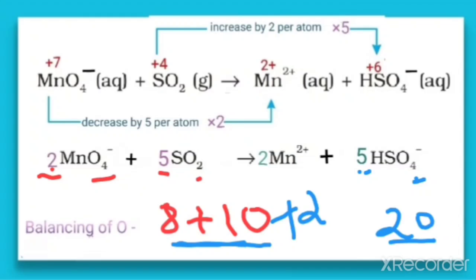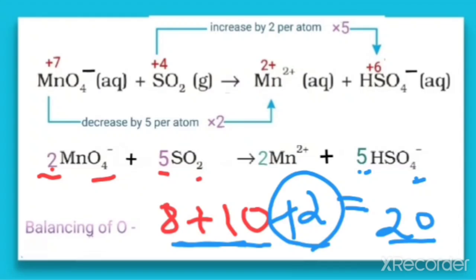2 more is required in order to equalize the number of oxygen on the left hand side and right hand side. It gets equalized when we add 2 oxygen. So we have to add 2 water. That is important here for balancing of oxygen. First find out the number of oxygen on the left hand side and right hand side, and then the deficiency that you have to find out.